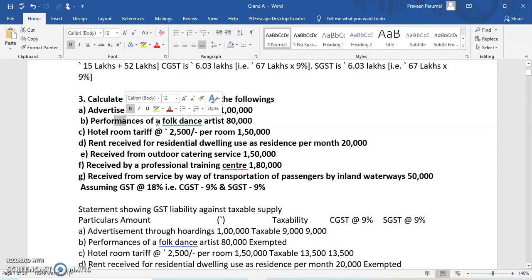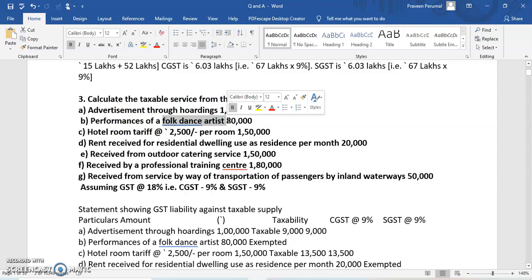Next, performance of folk dance artist. Let me give you an example as to why it has been exempted. There is a list of services which come under exemption by the government, and the government wants to promote folk dance. Therefore, performance of a folk dance artist is exempted. Let me be very clear, this is folk dance, not any western dance or classic dance. Because this is folk dance, it is exempted. So, 80,000 is exempted.